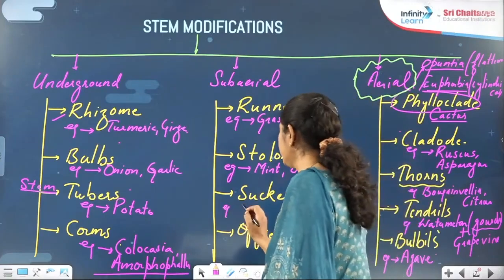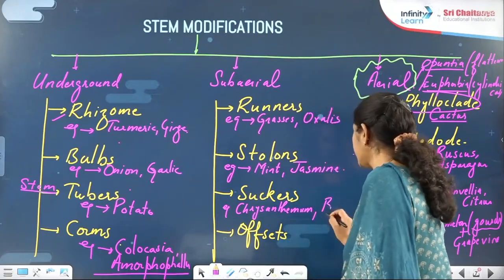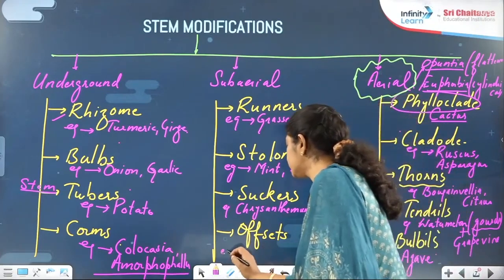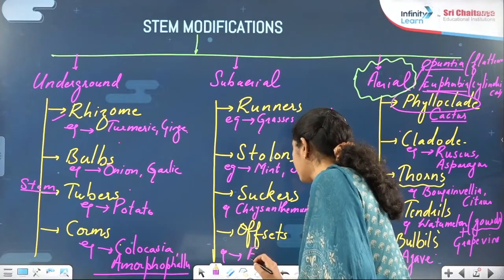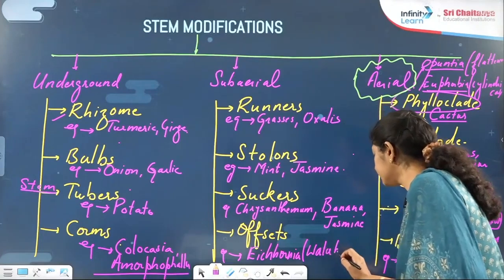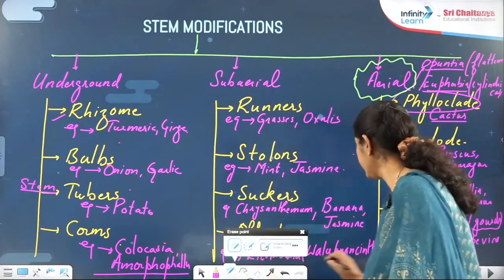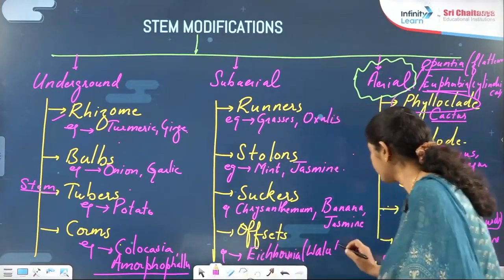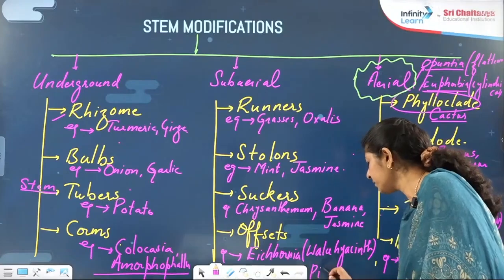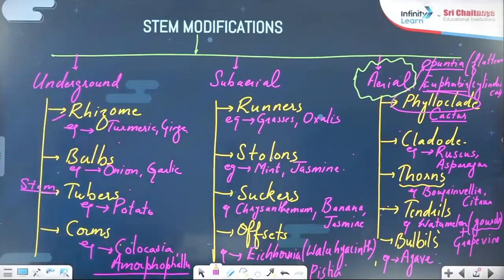Suckers, examples will be chrysanthemum, banana and even jasmine. What are the examples for offsets? That will include eichhornia, which you even call water hyacinth. Even you call it terror of Bengal, right? Water hyacinth, terror of Bengal. The next example will be Pistia. So all those examples twice I have written and discussed with you. I hope you get it now.